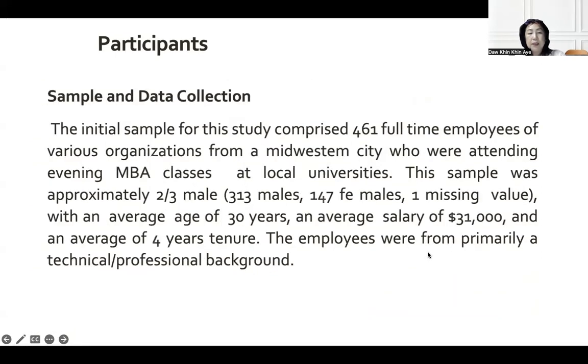Now here, sample and data collection. The initial sample for this study comprised 461 full-time employees of various organizations from a Midwestern city who were attending evening MBA classes at a local university. This sample was approximately 2/3 male, 313 males, 147 females, 1 missing value, with an average age of 30 years and average salary. You can see very clearly here, they include the demographics of all the participants without including the names.